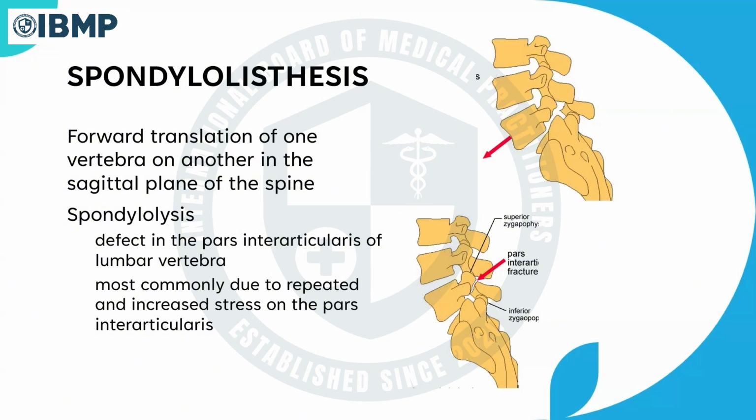Here you can see in the second diagram, okay, this is the defect in the pars interarticularis. There's a fracture, you can say, and because of this fracture, this anterior structure, the whole of it, becomes free. Okay, and so the L5 can now easily slip over the S1 vertebra. So you can see that the anchor is broken.